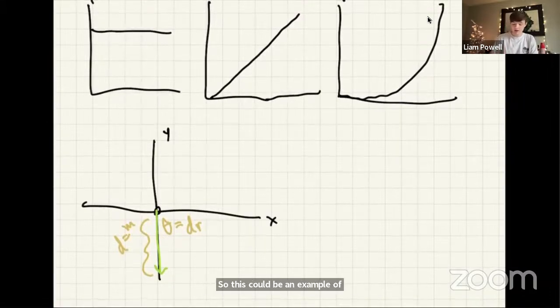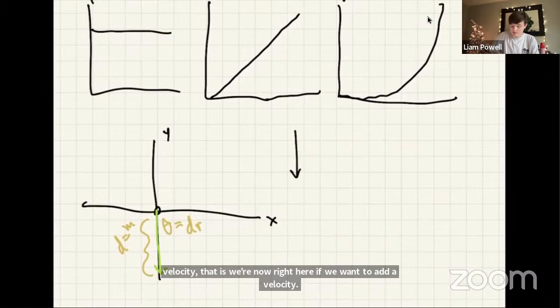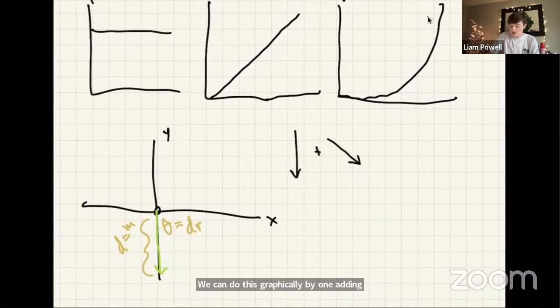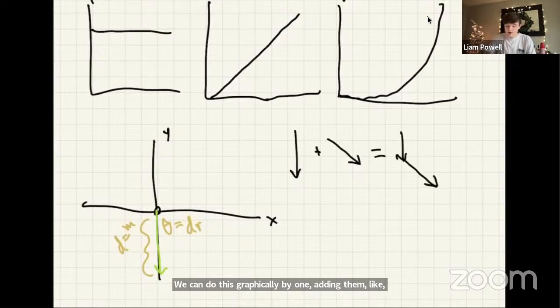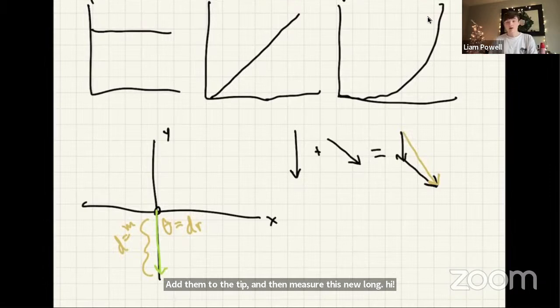So when you want to add these, you can use the tail to tip method, meaning that when you want to add velocities, let's say we want to add a velocity, we're now right here. We can do this graphically by adding them like this, where we add them tail to tip, and then measure this new long hypotenuse. Or we can also do it a different way. If we want to do the same equation, we can divide it up into the X and Y components and then add them there.